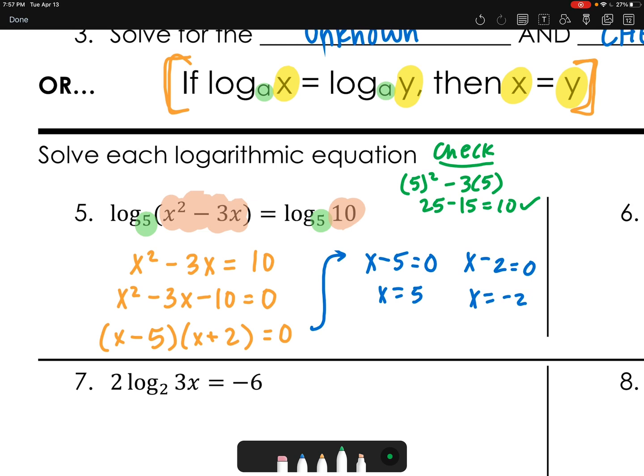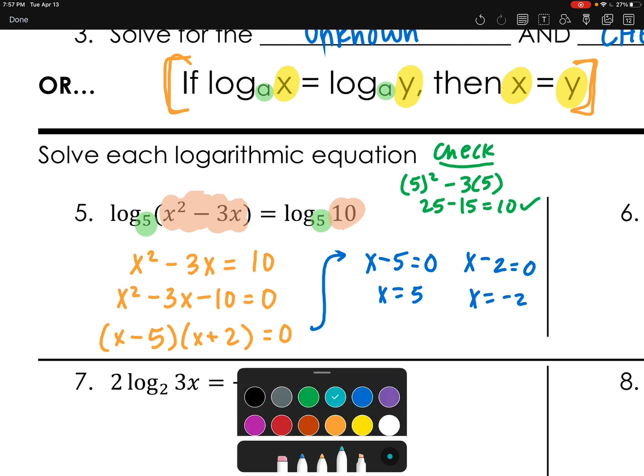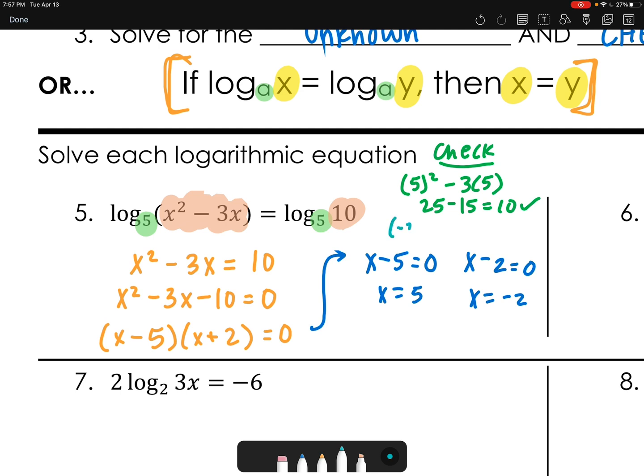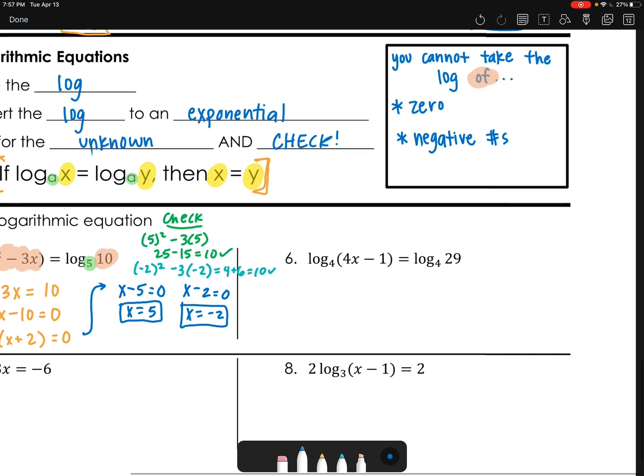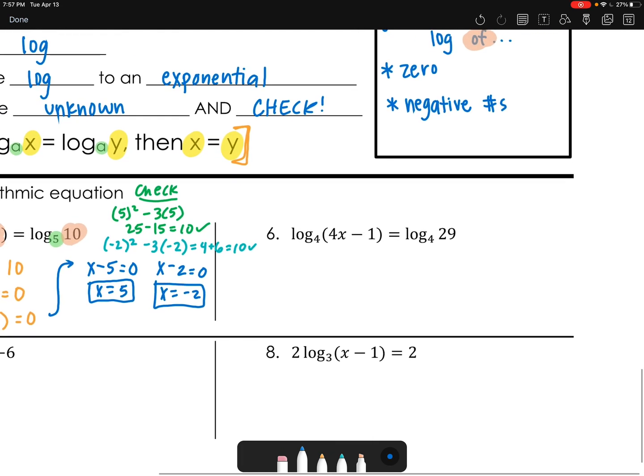Now let's try the negative 2. I'm going to do negative 2 in light blue. So I'll have negative 2 squared minus 3 times negative 2. And this is going to end up giving me 4 plus 6, which is also 10, and that works out. And so both of these answers are correct, and neither of them are extraneous, and so we can box in both of those. Okay? Try number 6 on your own.